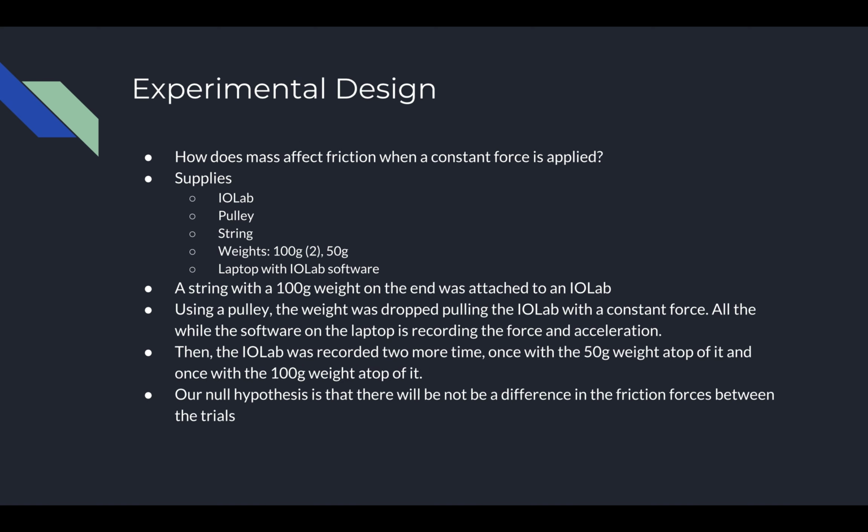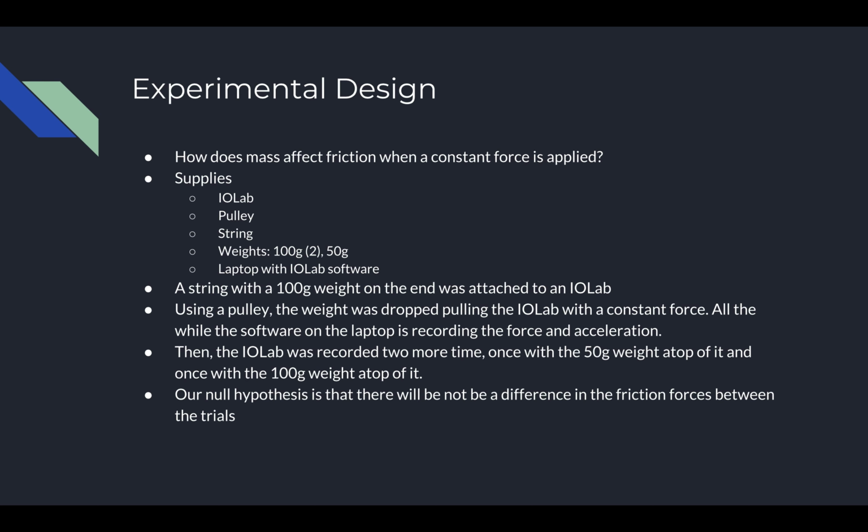Our experimental design used an IO lab, a pulley, string, and weights. We attached the string to an IO lab, hung that string over a pulley over the side of the table, attached a 100-gram weight to it, and then dropped the weight, and tracked the acceleration of the cart of the IO lab and the force felt on the IO lab. Then we added weights to the IO lab and repeated the trial.